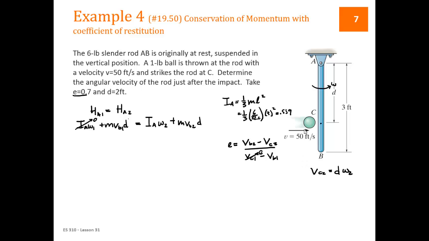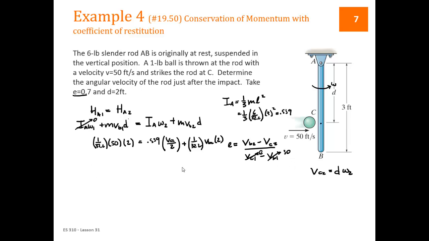So let's plug some of these in. We have here 1 pound times the initial velocity of the ball, which is 50, times the distance, which is 2, is equal to I_A, so 0.559, times omega 2, which is the velocity V_C2 divided by distance 2, plus 1 over 32.2 times V_B2, which we don't know, times 2. So we can rewrite this as a single expression in terms of V_C and V_B. Here we have another single expression in terms of V_B and V_C, because this is equal to 50.